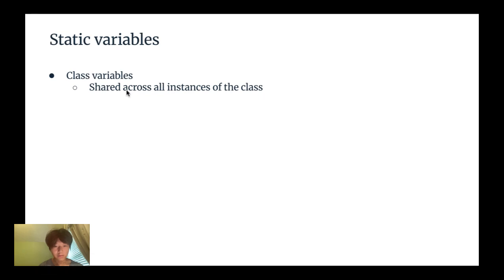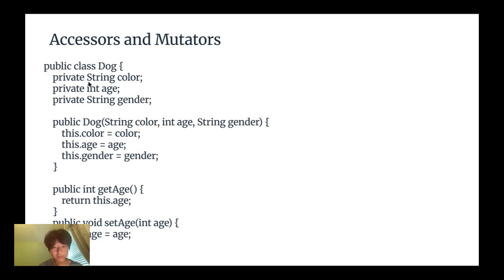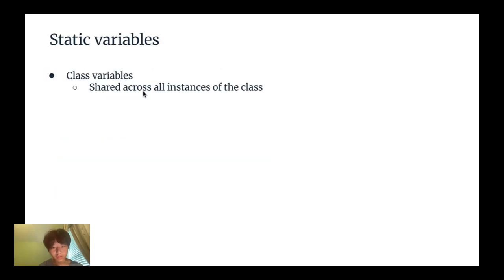We also have a static variable. They're defined by using the keyword static, and they're class variables, not like the normal attributes that we talked about earlier that are different for each instance. A class variable is the same across all instances of the class. And if it is changed, then it changes for all the instances.